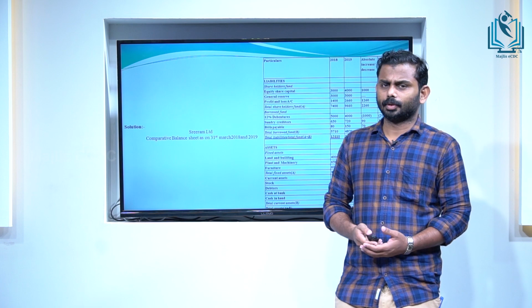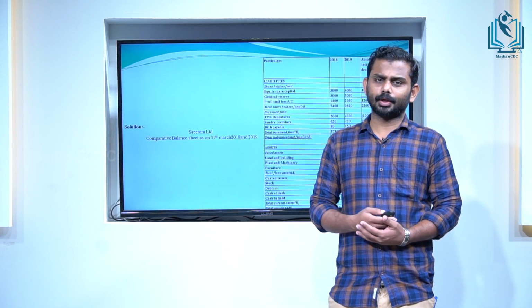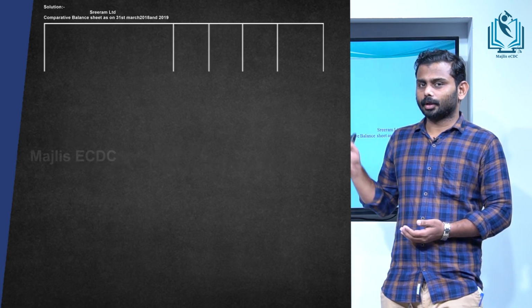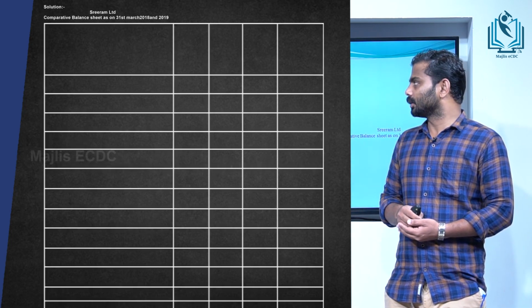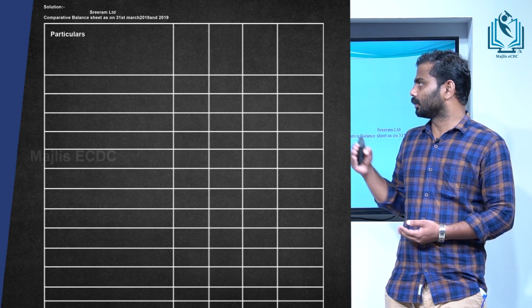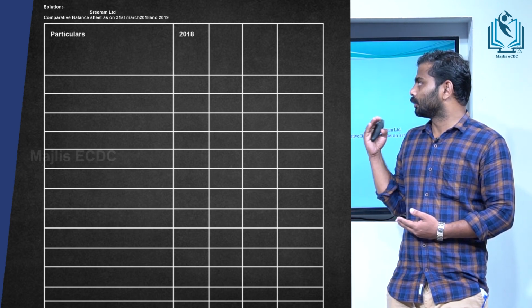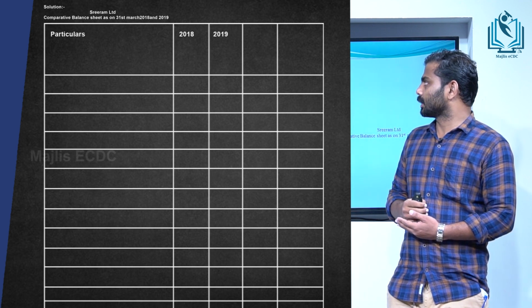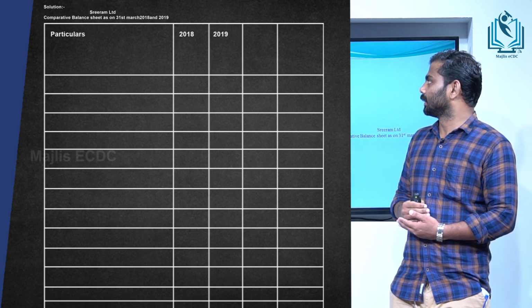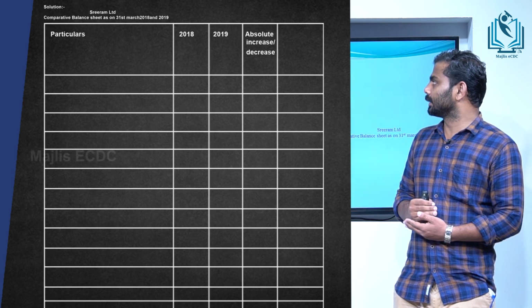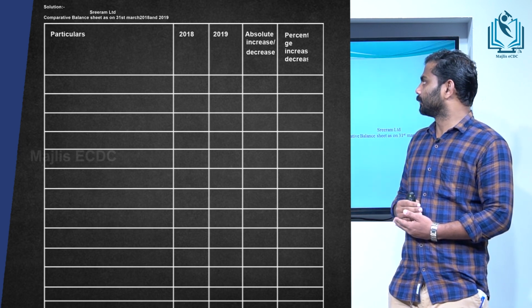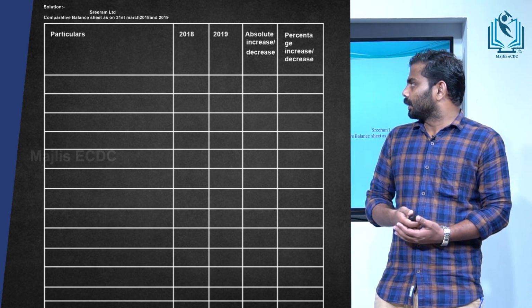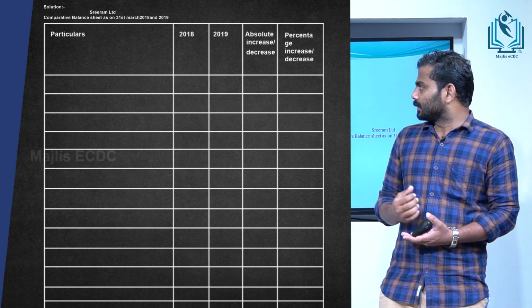In this problem, we can prepare a comparative balance sheet. See the solution. There are 5 columns for preparing a comparative balance sheet. First column for particulars, second column for 2018 previous year, third column for 2019 current year, then fourth column absolute increase or decrease and fifth column for percentage of increase or decrease. Now we compare the liability side of the given balance sheet.